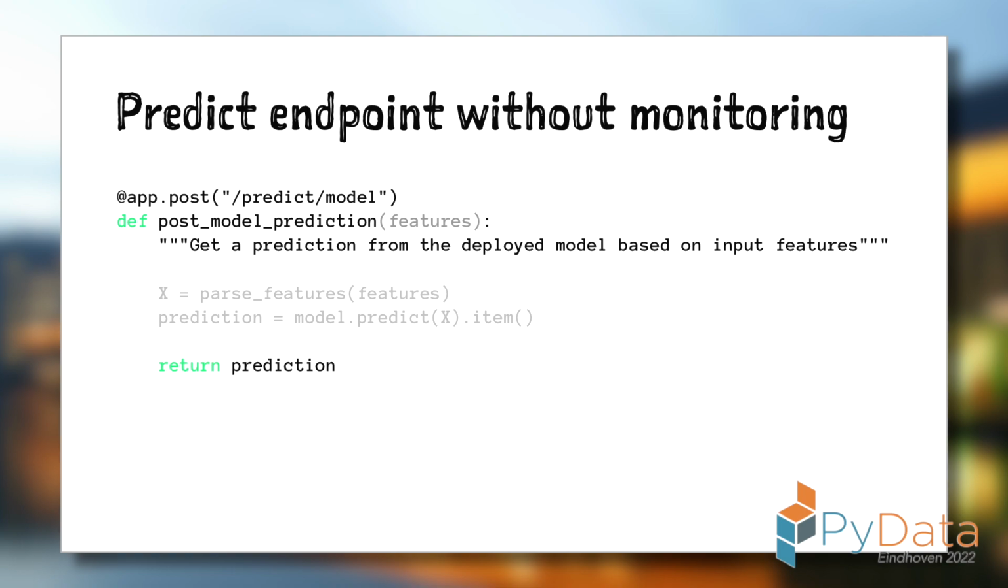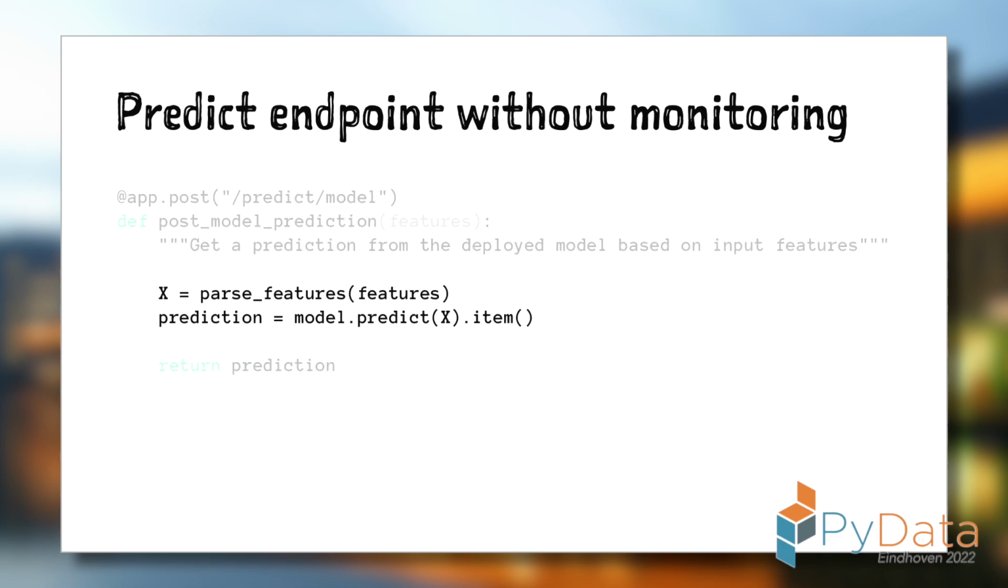Let's make it practical. This is the endpoint that we have. It's a FastAPI endpoint. I assume most of you have seen it. It's basically this function that gets run when you hit this endpoint. So this is the /predict/model endpoint, and what happens when you send a post request here is this piece of code gets executed. Pretty simple. We get the features in from a JSON, we parse it such that it is a NumPy array or a pandas data frame or series, and then we make a prediction and return this prediction. So here it doesn't have any monitoring.